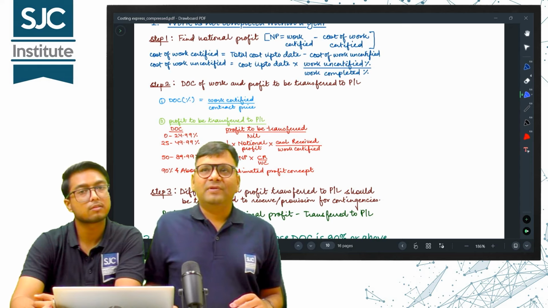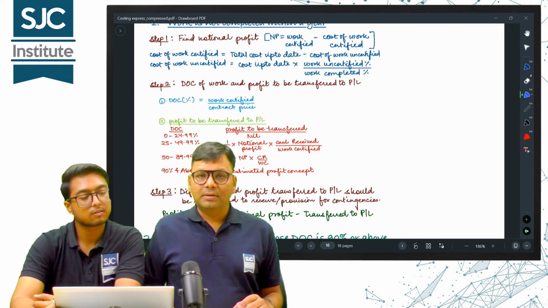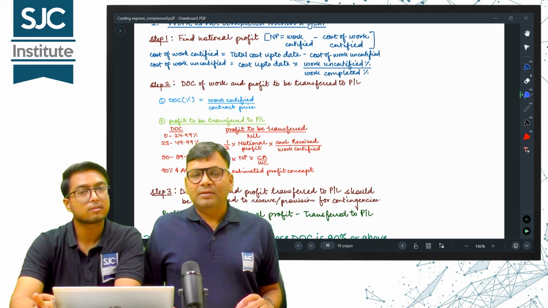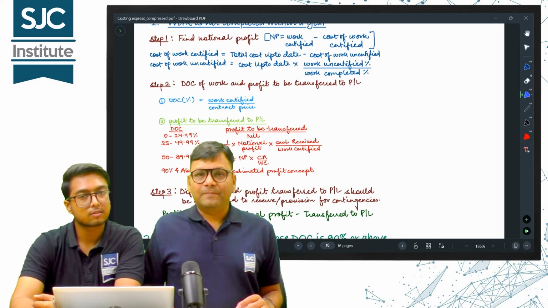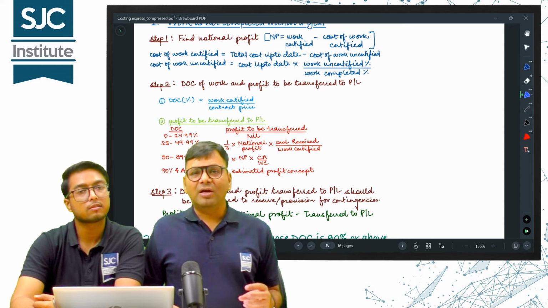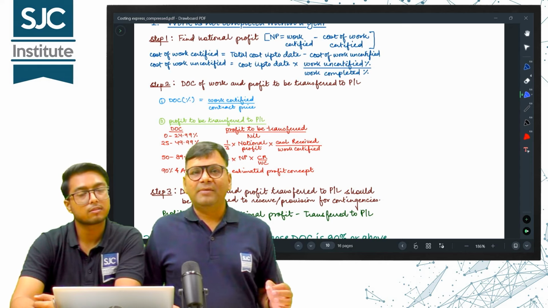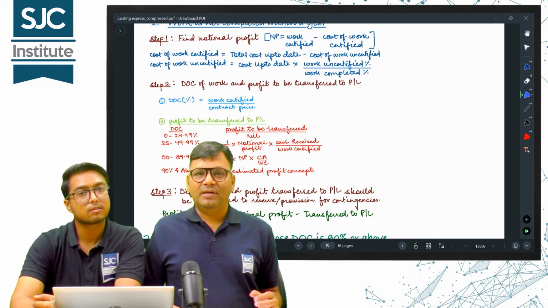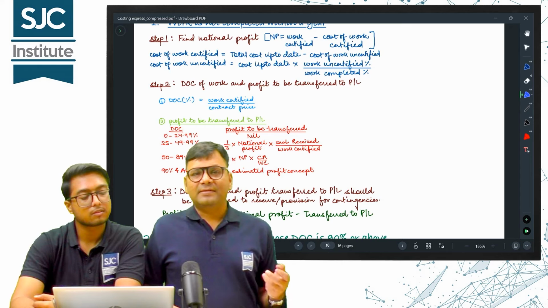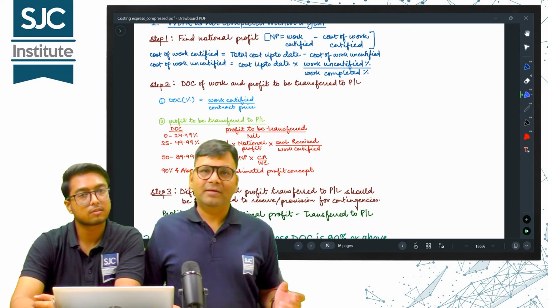Next you have to see the slab of these percentage of DOC to determine how much profit would be transferred to PL. So if degree of completion is within 24.99%, then no profit would be transferred to PL. If degree of completion is from 25 to 49.99%, then you will transfer 1/3 of notional profit to PL subject to cash realization. That means you will multiply that further with cash received by work certified. What is cash received by work certified? It is the proportion of cash received on work certified by the architect.